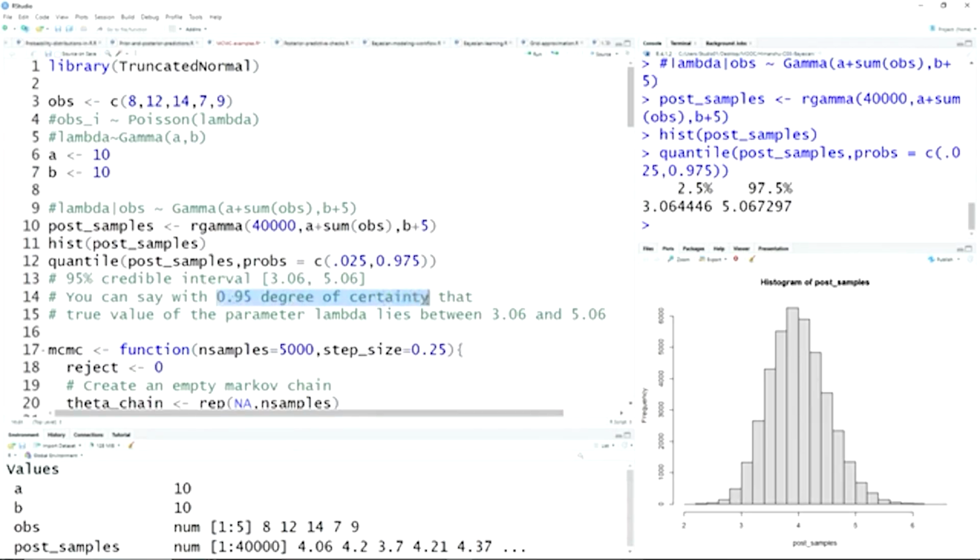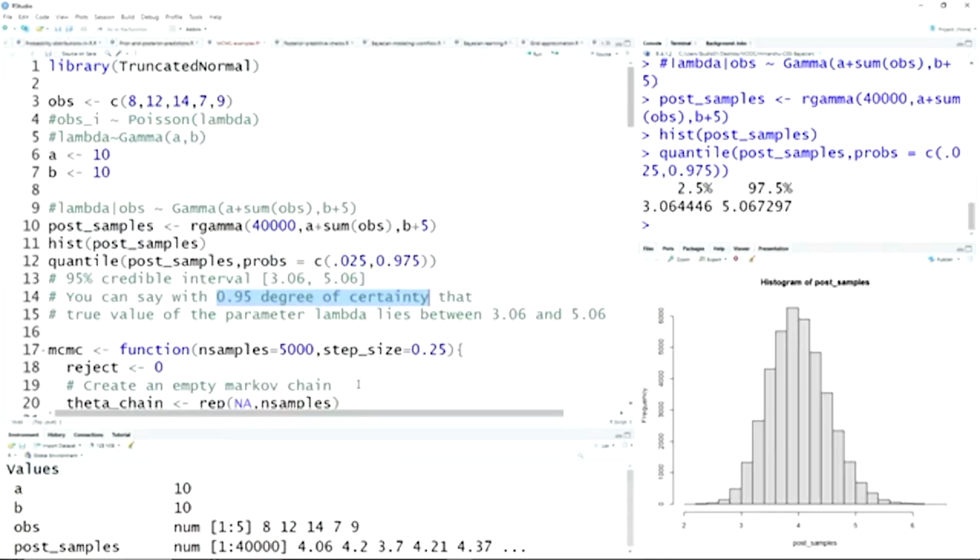Also, why are we saying 0.95 degree of certainty rather than 95% probability, or in 95% of cases? You cannot say that in 95% of cases the true value would lie between this and this. That statement wouldn't make sense for Bayesian inference, because that interpretation comes from the frequentist view. The Bayesian interpretation of probability is that when you say a certain event has this much probability, you are making a statement about the degree of certainty of that event.